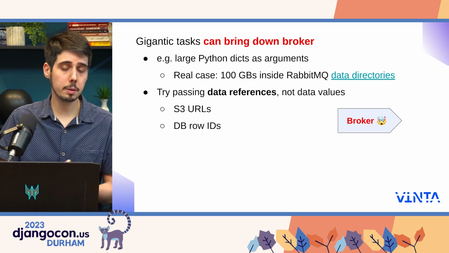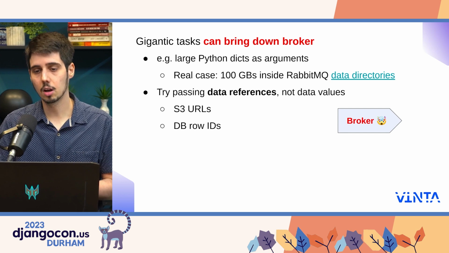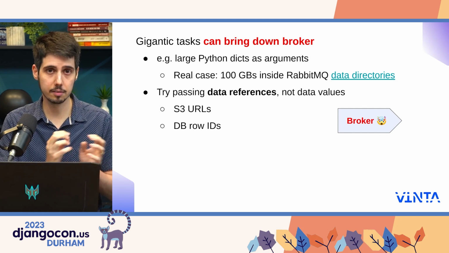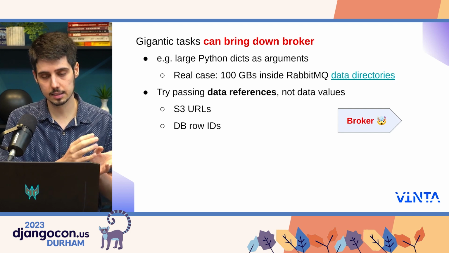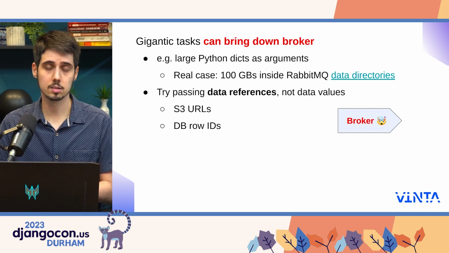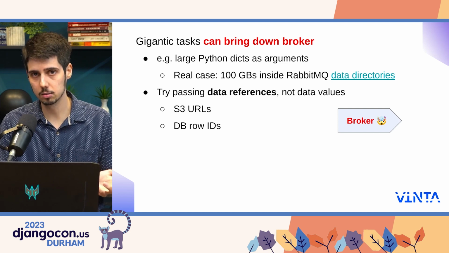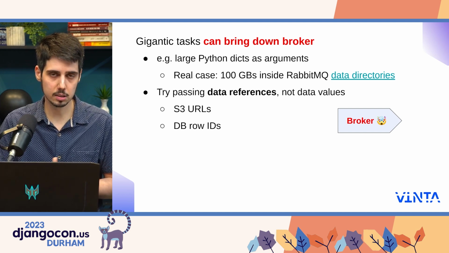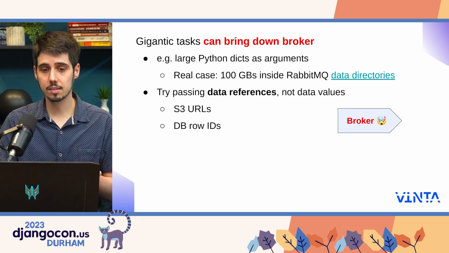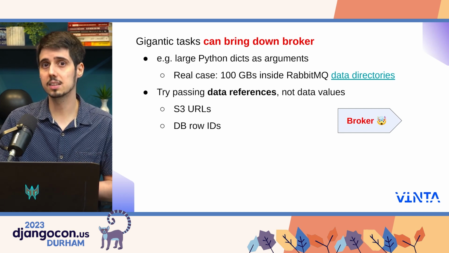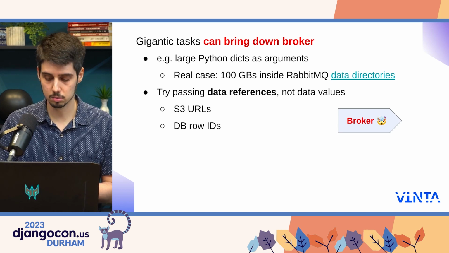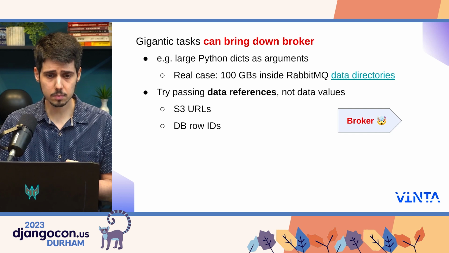Instead, we should be passing data references, not data values. We could use a blob storage like S3 and save the data there, and then send the URLs as arguments for the tasks, so the tasks could download that and do the work. Or we could just use databases if we're dealing with relational data. But in any case, consider using data references, not data values directly, when passing data to tasks.